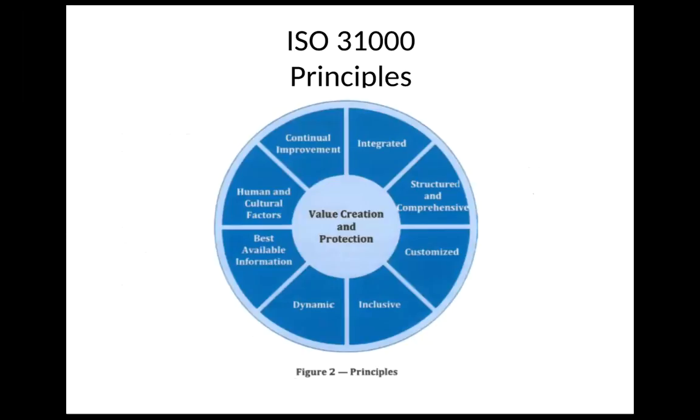And so that could be through insurance. That can be through reputational risk. We create and protect our value. It can be through financial types of instruments. All those things really center around value creation and protection. And if you go around the circle, all these things focus on that. And it's talked about having principles that the program should be integrated, structured and comprehensive, customized, inclusive, dynamic, based on the best available information. You have to take into account human and cultural factors, and also continual improvement.